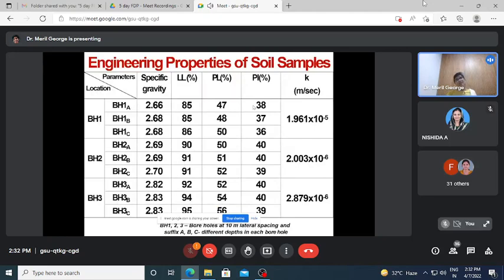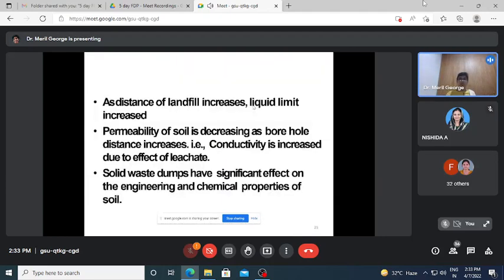After analyzing the leachate sample, that means the chemical characteristics of soil and water sample, I have analyzed the engineering properties of these soils collected from the boreholes. So these are the parameters analyzed: specific gravity, liquid limit, plasticity index, and permeability. So from the obtained 9 soil samples, I have analyzed the engineering properties also.